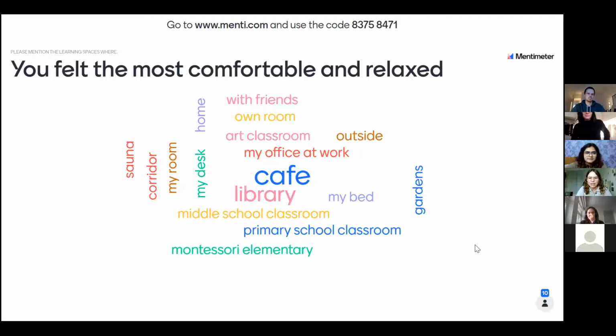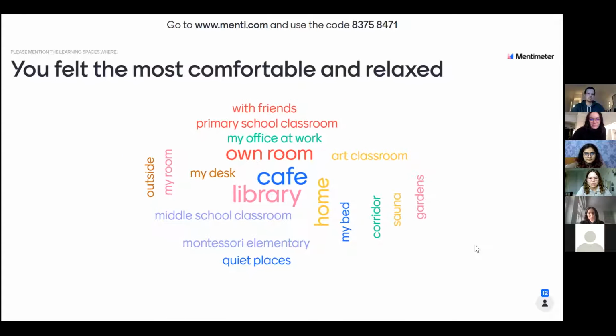Okay. Yeah, so there's a couple of people who've written middle school classroom, a Montessori elementary, art classroom, and primary school. But for the rest of it, it's mainly informal spaces, which is interesting. That's the place where we felt the most comfortable and relaxed. There's definitely a pattern there. And a lot of coffee, library, own room, and home. Those seem to be the biggest words. And I don't know if anyone would like to share why they wrote that word. If they have a special memory attached to it, or is that a place where they often study, or yeah, if anyone would like to share.